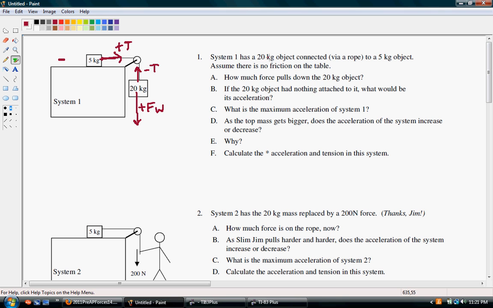So system 1 has a 20 kilogram mass or object that's connected via a rope to a 5 kilogram object. Assume there's no friction. So actually, if we were to draw a free body diagram for this 5 kilogram mass, in the x direction, there's no friction. All you've got is tension. Anyway, how much force pulls down on the 20 kilogram object? Well, the force pulling down is the force of weight, which is equal to mass times gravity. Mass is 20, gravity is 10, so that's a force of weight of 200 newtons.